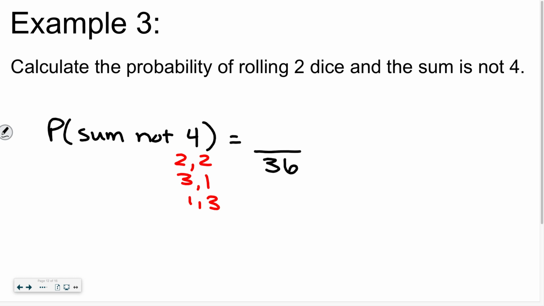Doubles only occur once and then mismatches occur twice, right? You can flip them around. So there's 3 ways to get a 4. So you might just say 33 over 36, or you might write it out 1 minus 3 over 36, but those are the same things, right? And this would be 11 over 12. Okay, so that's using your complement. Work smarter, not harder.